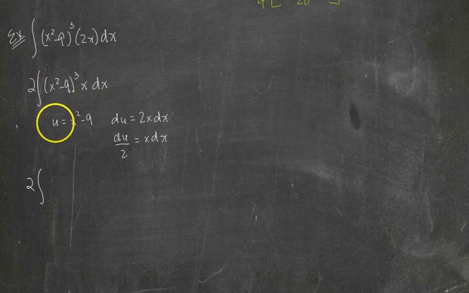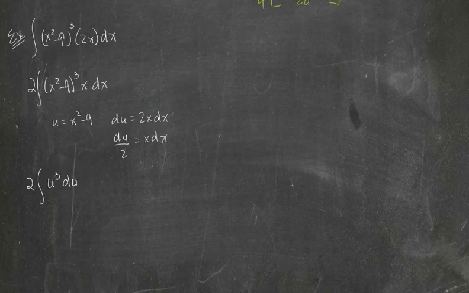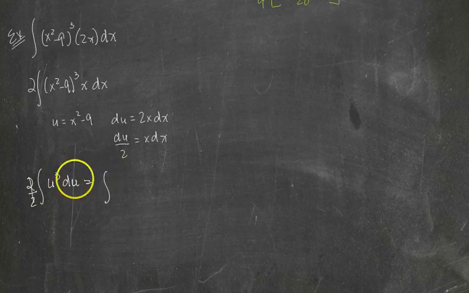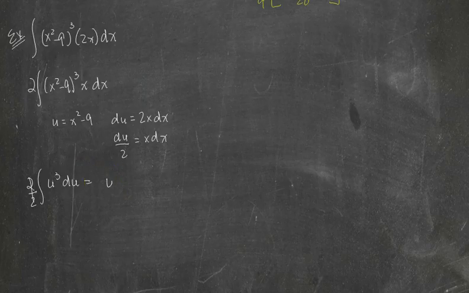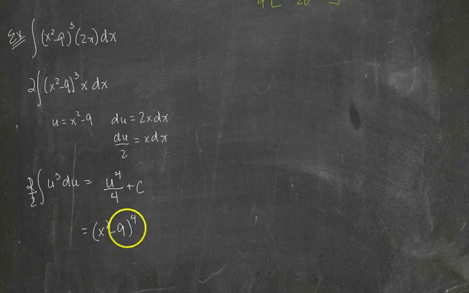So now I've got an inside function, u cubed. And then x dx becomes du divided by 2. Well, that's lucky because that 2 cancels the 2 out front. So now all I have to do is integrate. Whoop, I don't want the symbol if I'm integrating. So this gives me u to the 4th divided by 4 plus c. And all I have to do now is substitute u back in. So I have (x squared minus 9) to the 4th divided by 4 plus c.